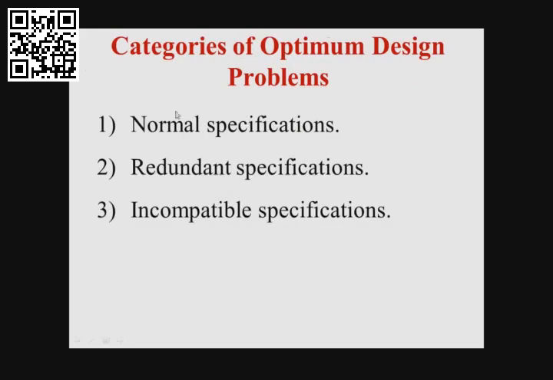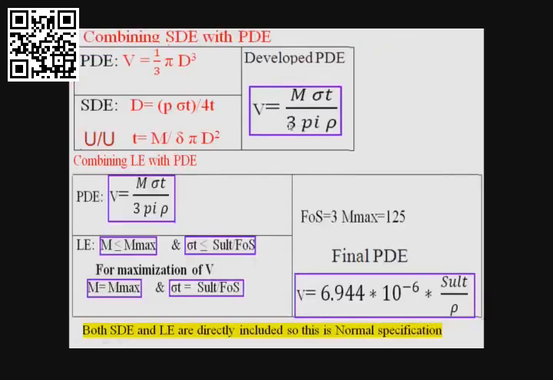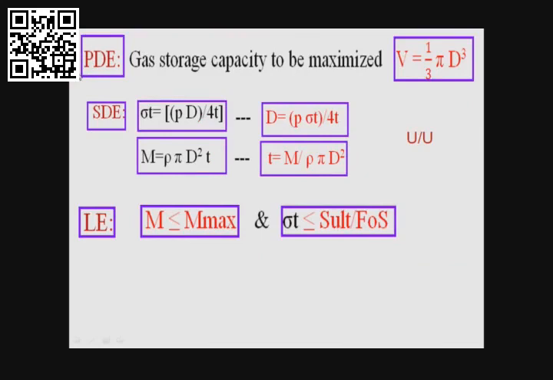So, categories of optimum design problems. Here we are going to classify optimum design problems into three types: normal specifications problems, redundant specification problems, and incompatible specification problems. Whatever problems we have solved are normal specifications problems. Normal specification problem means, suppose we have formed the primary design equation, we have formed the secondary design equations.